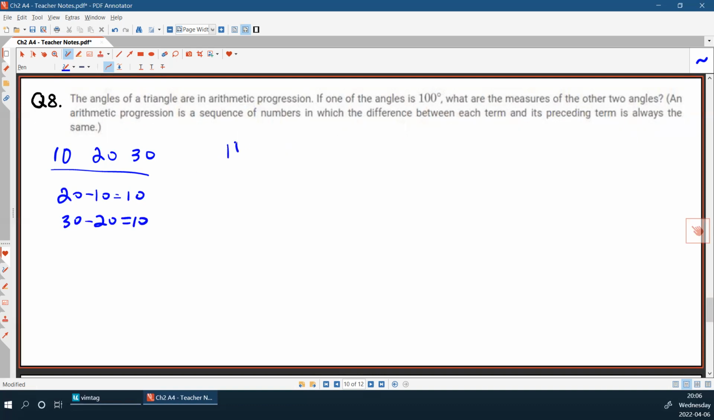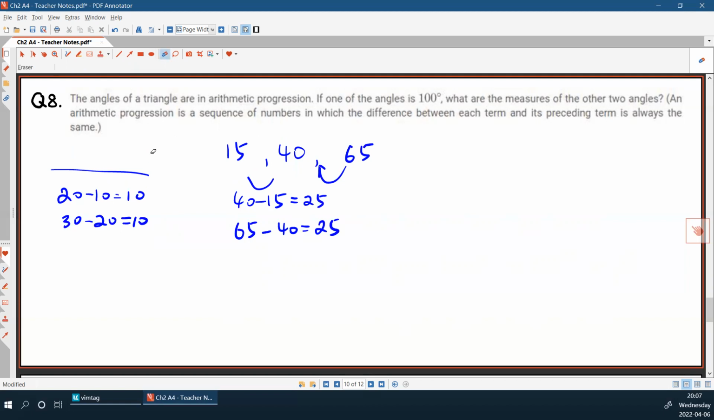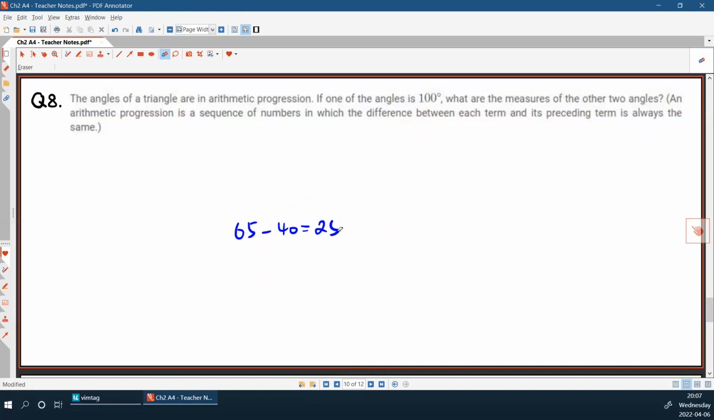And another example is 15, 40, and 65. This is also an arithmetic progression or arithmetic sequence. Why? Because 40 minus 15 is 25, right? Then 65 minus 40 is also 25. Now, do you understand what is an arithmetic progression? Yeah. Okay. All right, so basically in the triangle, we have three angles that can form an arithmetic progression.